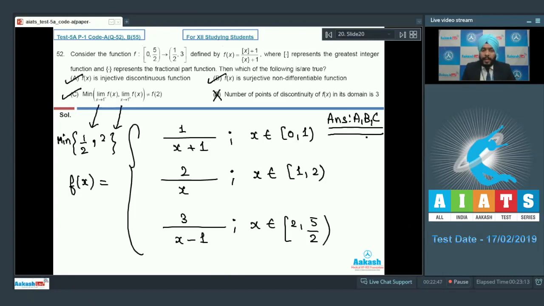We have to analyze the behavior of the greatest integer x as well as the fractional part x in the different intervals over there. Okay, let us move on to 53.